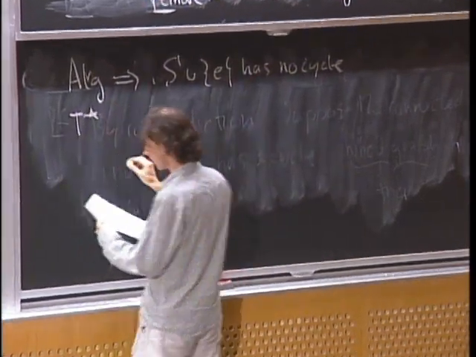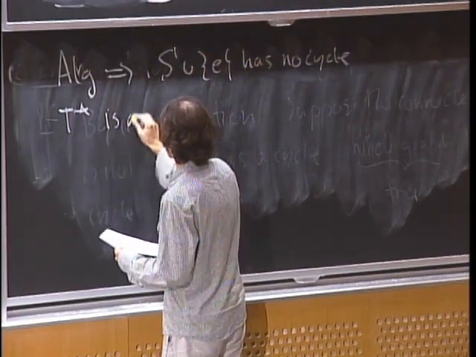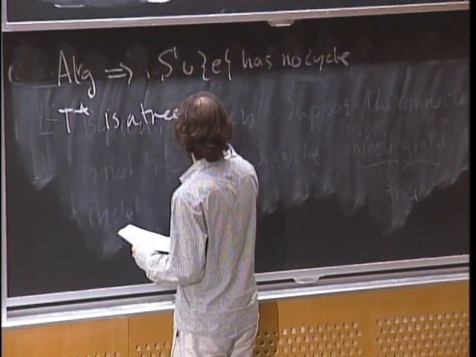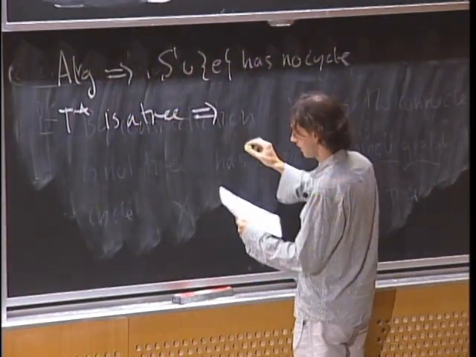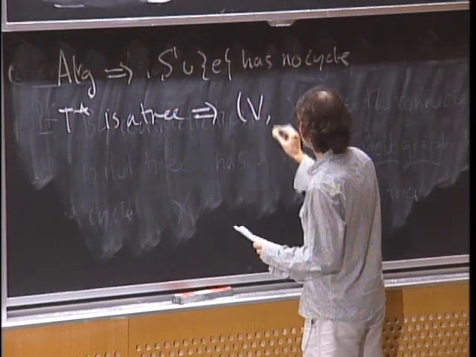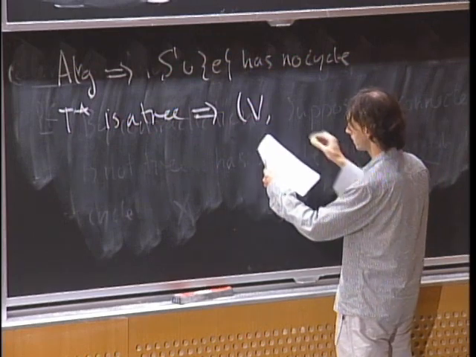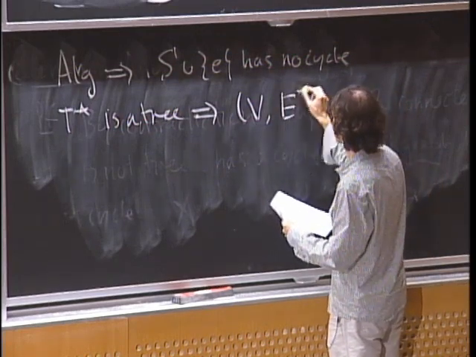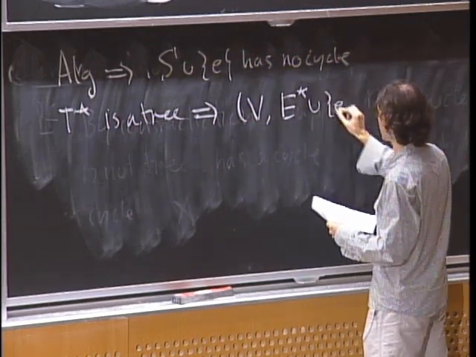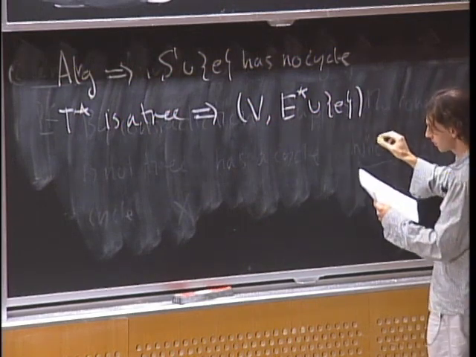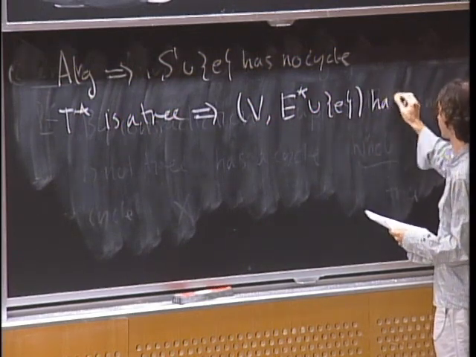We know that T star is a tree, and this implies that if you look at the graph that has the vertices V, together with E star with edge E, then this must contain a cycle.